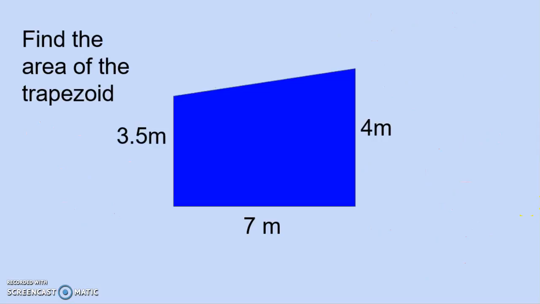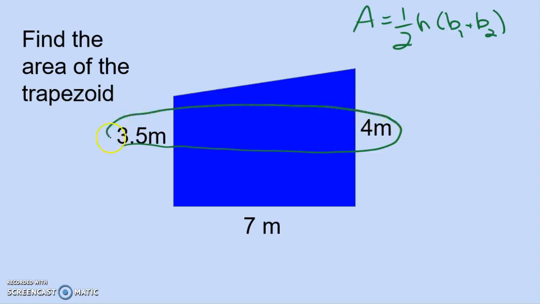Now our next problem is again a trapezoid, so I'm going to write that formula again. We have 1/2 height times base 1 plus base 2. So here's our formula here. Now remember, when we're talking about bases of trapezoids, our bases always have to be parallel and they have to be across from each other. So the only two that are across from each other are this 3.5 meters and this 4 meters. So I know those are my bases, which means by the process of elimination, this 7 has to be my height.